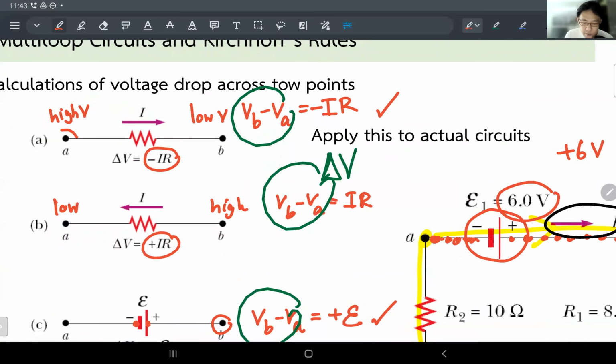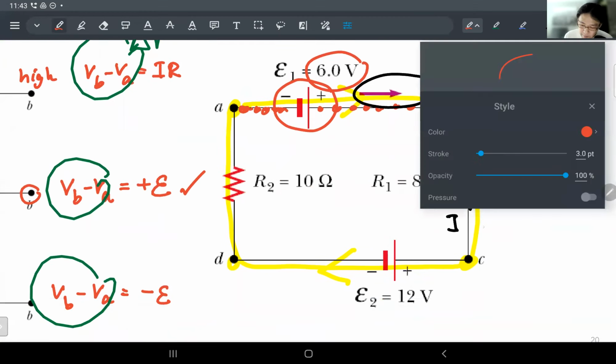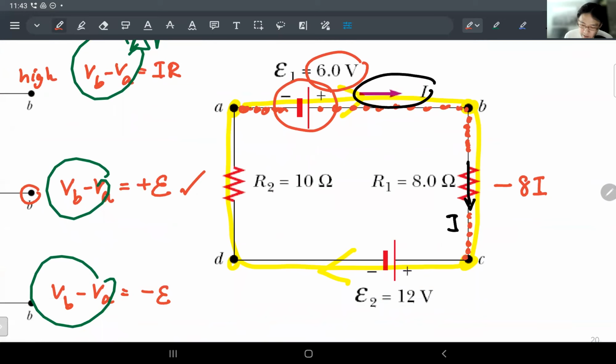We're going from A to B in the same direction as the current. So over here, I'm walking in the same direction as the current flow, toward the lower potential. So it's going to be negative 8I. You guys read me? It's IR. Keep walking. Nothing. Now I'm hitting the positive terminal of my battery. I'm going toward the negative end of this battery, so I'm going toward a lower potential. So delta V across this one is going to be negative 12 volts. With me? Keep walking. Nothing.